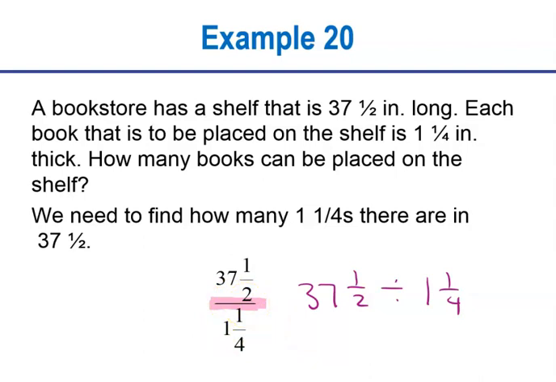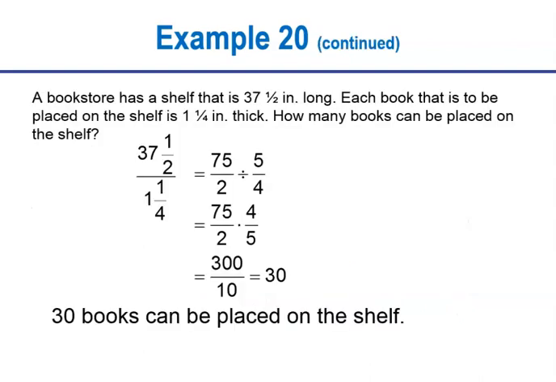And then they go on to simplify. Notice that matches the work that we did, although it looks a little different. You know why? They did not simplify beforehand. They didn't cancel the 2 and the 4 here and the 75 and the 5. Is it okay that we did? Sure it is. We still got 30 books on the shelf, right?